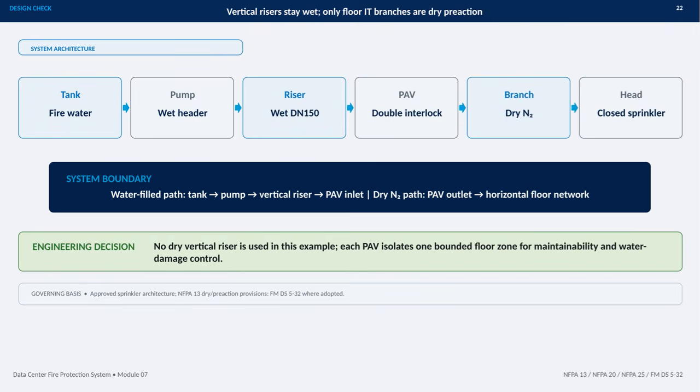The double interlock arrangement supports the closed sprinklers on that branch and helps limit the presence of water to the area where it is needed. The system boundary is therefore clear. The water-filled path ends at the PAV inlet, and the dry path begins at the PAV outlet and continues through the floor branch to the sprinkler heads.